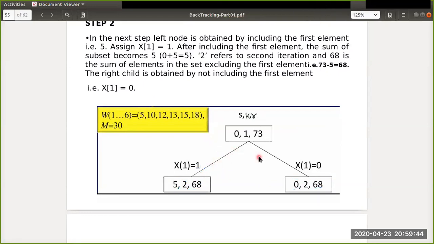Now suppose I do not include the first item, whose weight is 5. Then S is 0, initially 0 only, because I'm not including the weight of the first item. This will be the second iteration, but anyhow in the second level we need to decrease by the weight of the first item, so 68. So in the first branching, we are checking whether the first item is included or not. Like this, the generated nodes are the left side one and the right side one. The same process will be applied recursively from the second level, third level, and fourth level also.